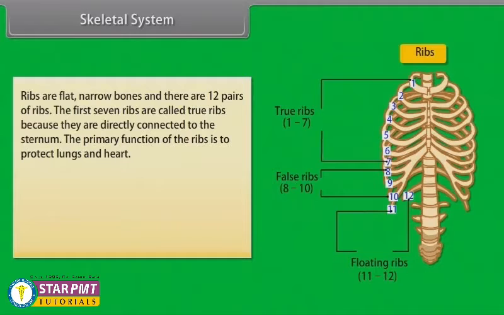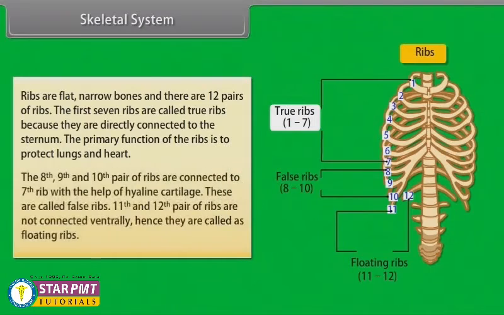Ribs are flat, narrow bones, and there are 12 pairs of ribs. The first 7 ribs are called true ribs because they are directly connected to the sternum. The primary function of the ribs is to protect the lungs and heart. The 8th, 9th, and 10th pairs of ribs are connected to the 7th rib with the help of hyaline cartilage. These are called false ribs. The 11th and 12th pairs of ribs are not connected ventrally. Hence they are called floating ribs.